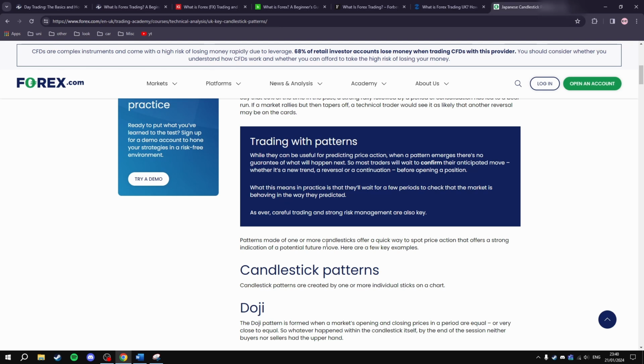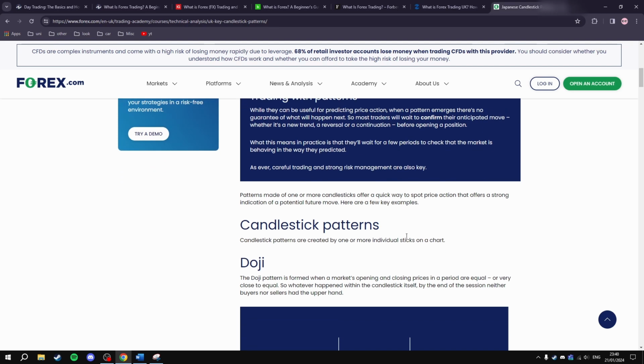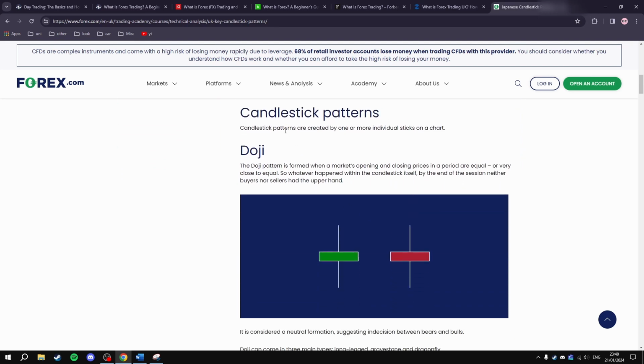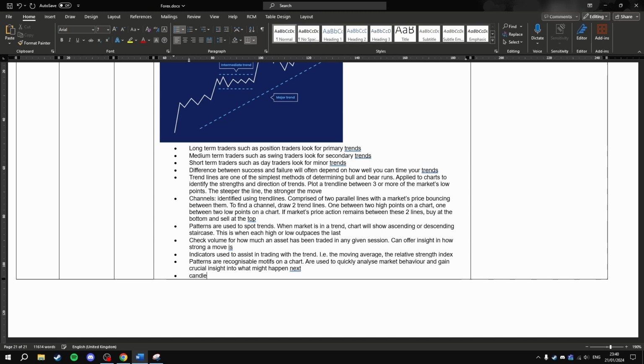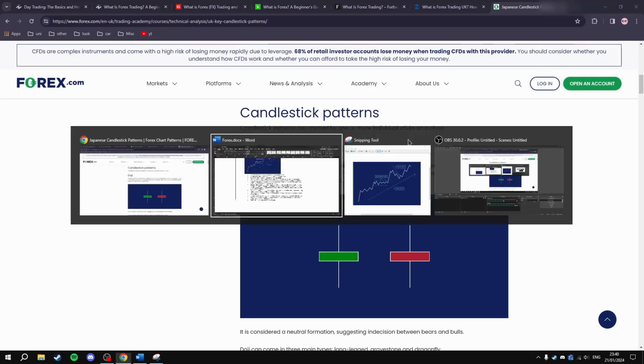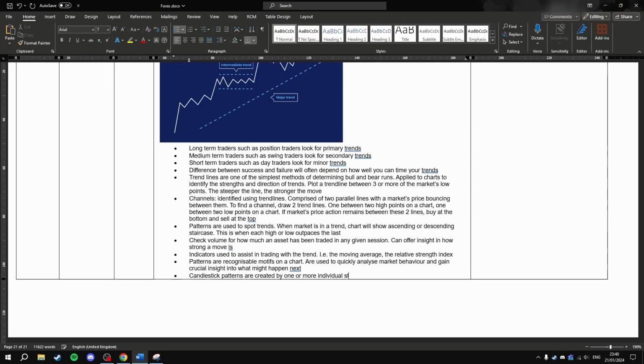Patterns made of one or more candlesticks offer a quick way to spot price action that offers a strong indication of a potential future move. Here are a few key examples. Candlestick patterns. Candlestick patterns are created by one or more individual sticks on a chart.